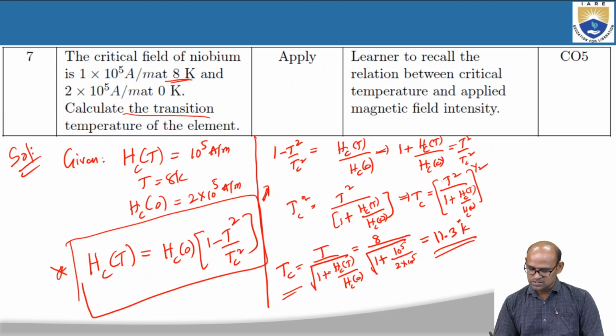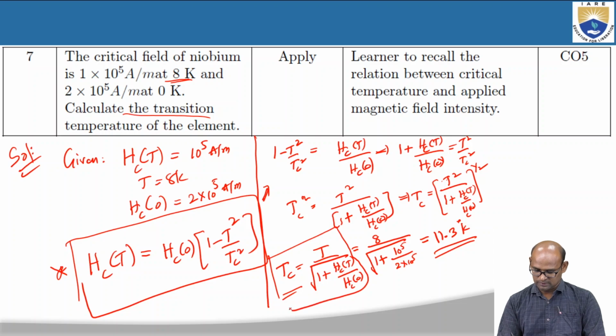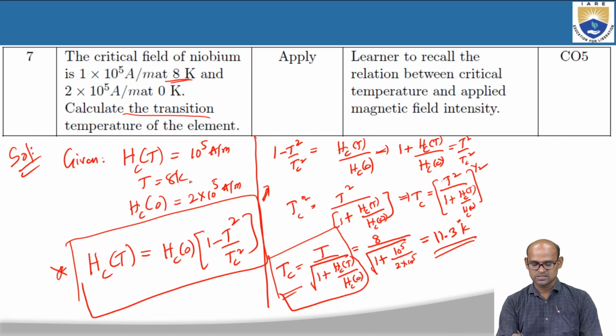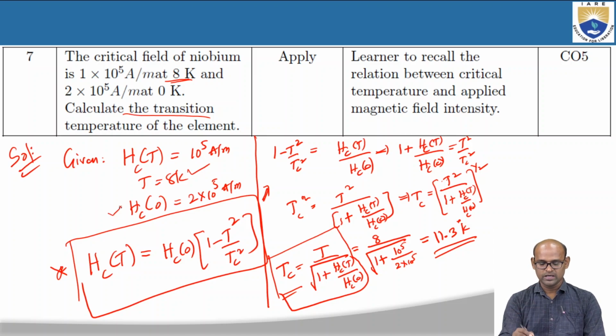So this is the equation we got: Tc is equal to T divided by square root of 1 plus Hc of T divided by Hc of 0. Then we have substituted all the values. T is given, Hc of 0 is given, and Hc of T is given.